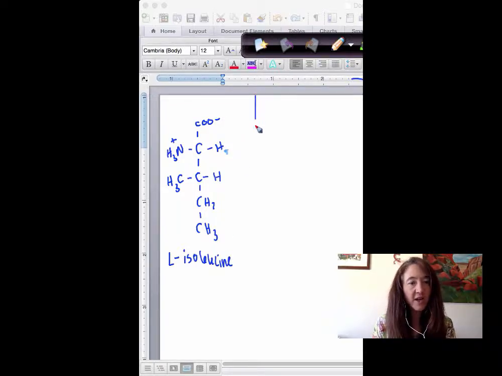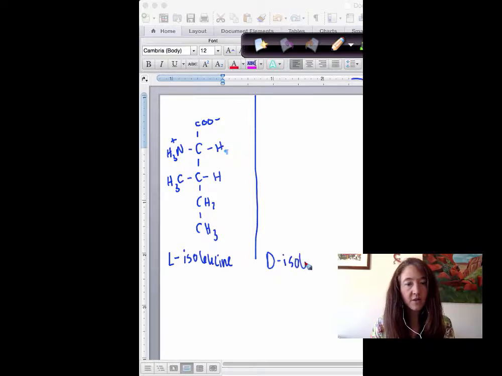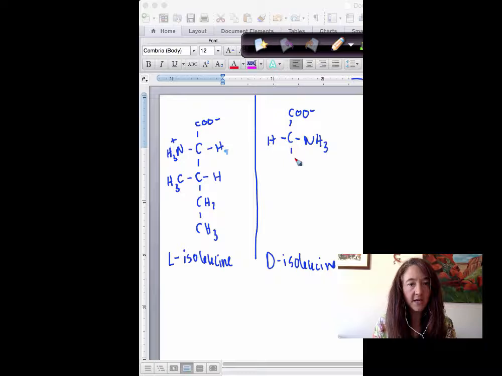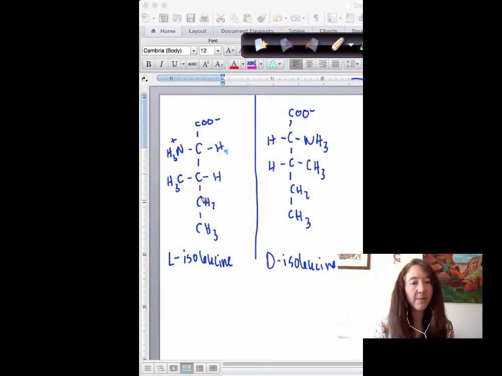But hey, look at that. We can now write the D stereoisomer or D enantiomer of isoleucine. So we know that's the second of our stereoisomers. So our D stereoisomer taking shape. Beautiful. But then, of course, we also know that there's stereochemistry around the beta carbon.